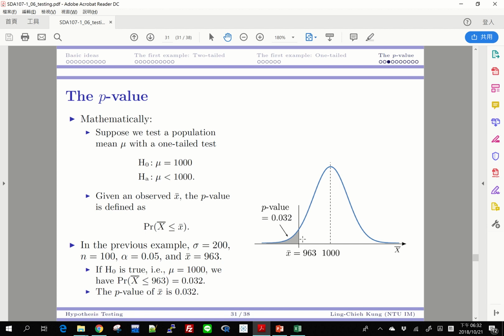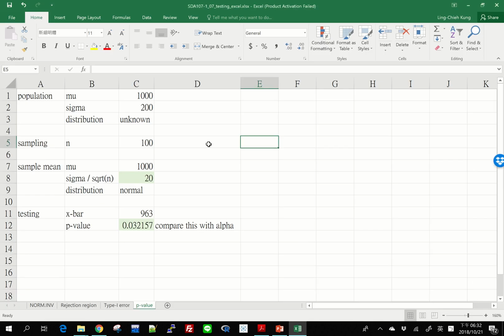Let's see how to use Excel to get that 3.2%. So actually, it's easy. We have the setting here. Our population information: mu is 1000, sigma is 200, and you don't need to know the distribution because your sample size is greater than 30. It's 100 now. Then we have our sample mean distribution.